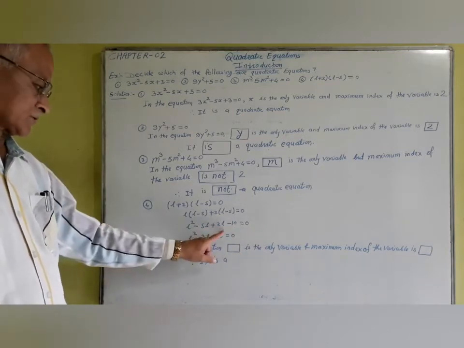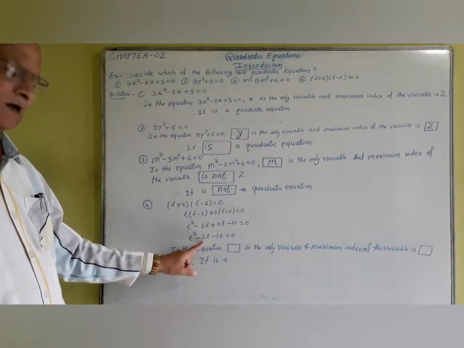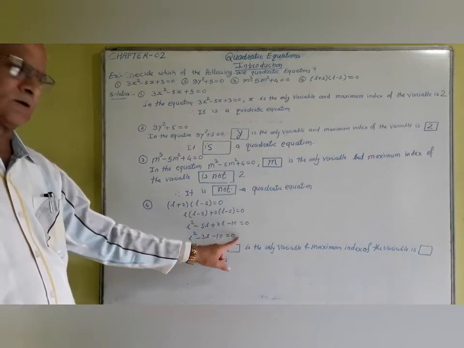L square, 2L minus 5L, how much is that? Minus 3L. Minus 10 is equal to 0.